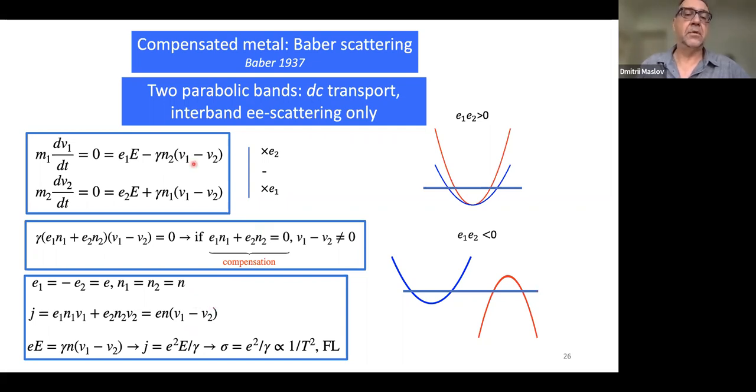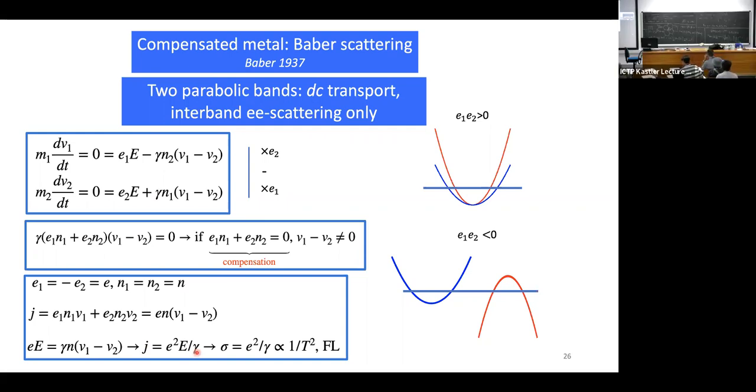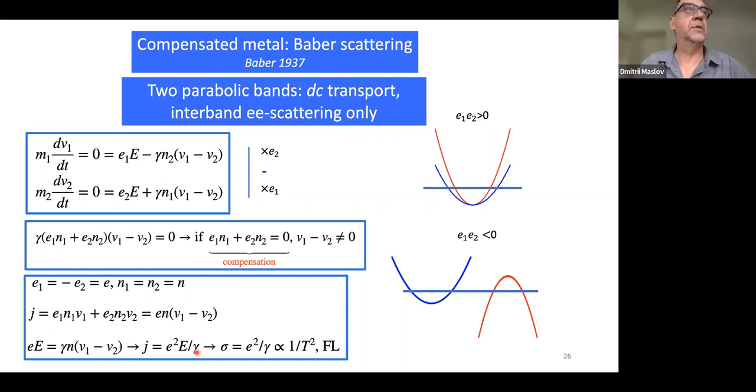And we can find the difference of the velocities from either of the equations. It's proportional to the electric field. Therefore, the current is also proportional to the electric field divided by the friction coefficient. Now, if we are in a Fermi liquid, we would expect that the friction coefficient is proportional to the scattering rate, and then the conductivity is proportional to T squared, and therefore the resistivity is proportional to T squared. And if we are in a non-Fermi liquid, well, we can expect this T squared to change according to the type of the quantum critical point and the dimensionality.